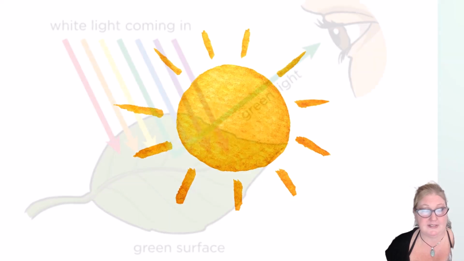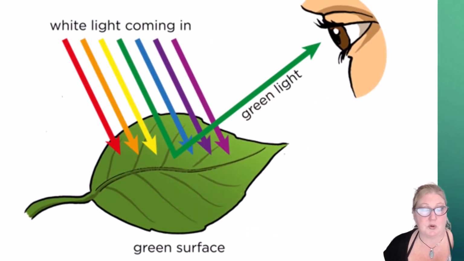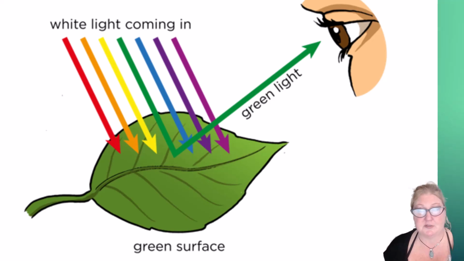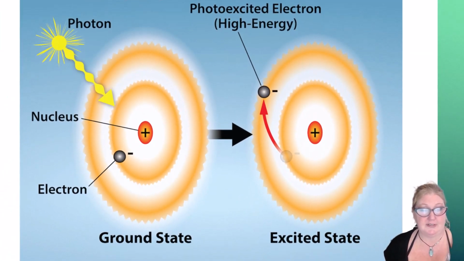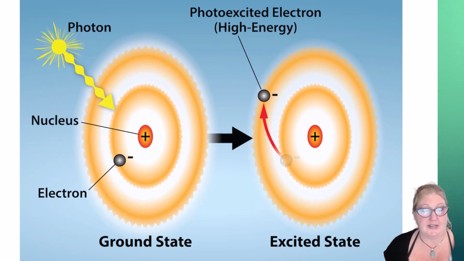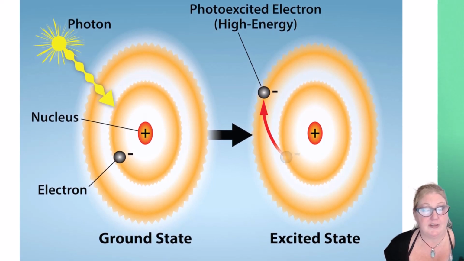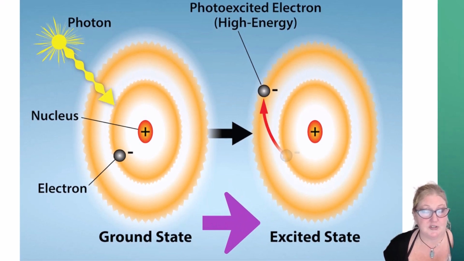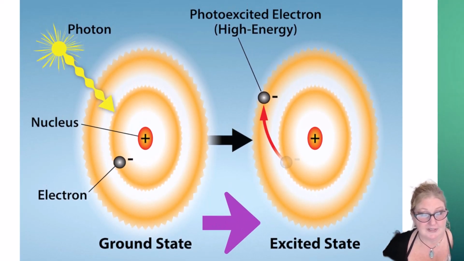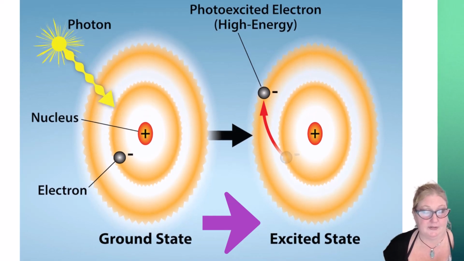Light energy initiates the process of photosynthesis when pigments absorb specific wavelengths of visible light. Light energy excites electrons. When a photon of light energy interacts with an electron, the electron may absorb the energy and jump from its lowest energy level, which is the ground state, to an excited level.